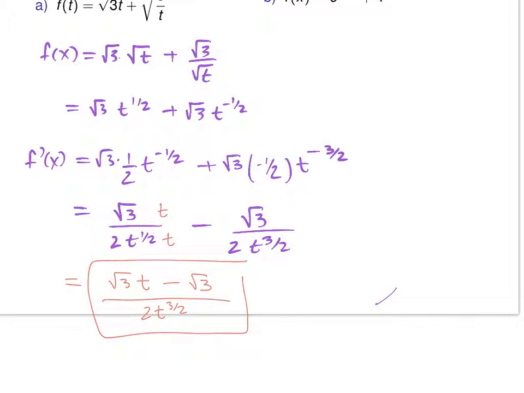Is that okay? Yes. Just to clarify, it should be f of t. Yes, it should. It should say f prime of t. The variables should match. Thank you.